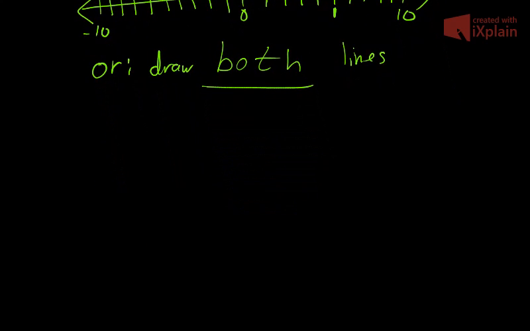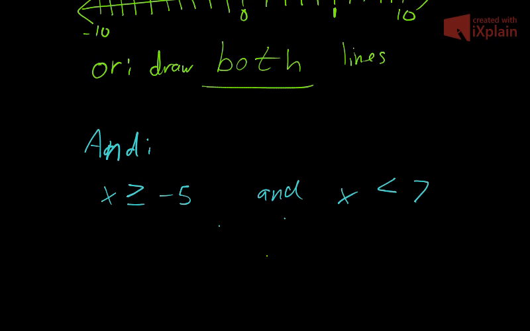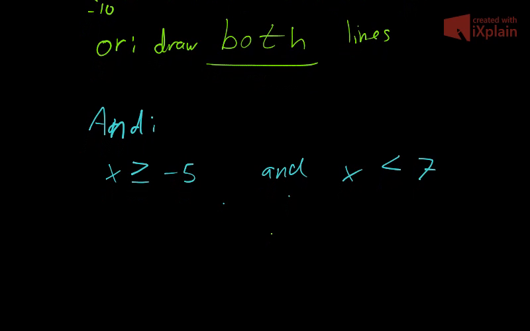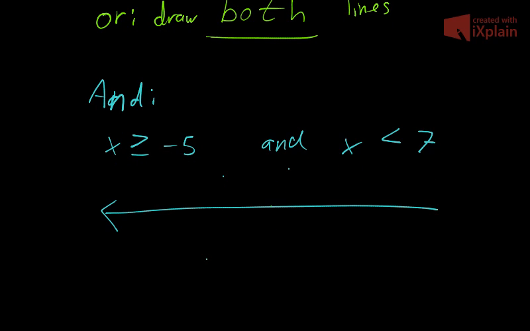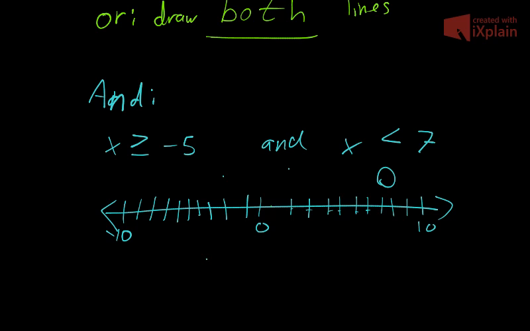The other option, if we don't have an or, is an and. So let's look at what and looks like. An and would be something along the lines of x is greater than or equal to negative 5, and x is less than 7. So let's go ahead and graph this one. When I graph it, I'm going to start at 0 here, go up to 10, down to negative 10, and 7 is going to be at 1, 2, 3, 4, 5, 6, 7. Open circle, remember, because it's not an equal to sign there.